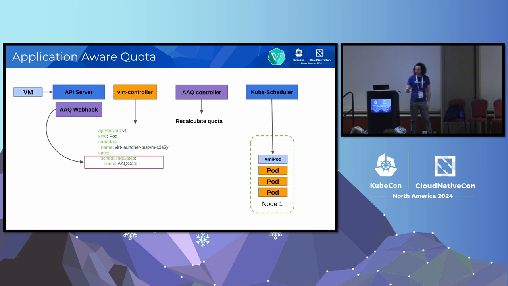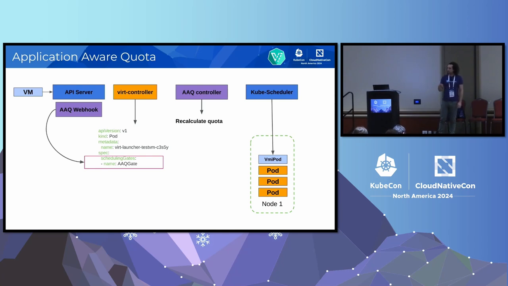And we can rely on this mainly because both of our VM creation flow and the migration flow, eventually they create pods. And when these pods are committed to the system, the AAQ webhook would add this scheduling gate to them, effectively suspending them. And at that time, the AAQ controller would be able to recalculate the quota in the system and would check if the suspended pods can fit into the remaining quota. If they do, the gate will be lifted, and these will be scheduled to the nodes.